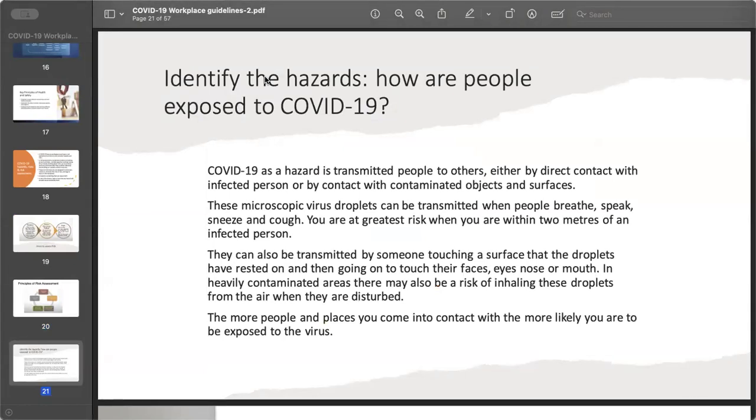COVID-19 as a hazard is transmitted from people to other people, either by direct contact or by contact with contaminated objects and surfaces. These microscopic virus droplets can transmit it when people breathe, speak, sneeze, and cough. You are at great risk when you are within 2 meters of an infected person.